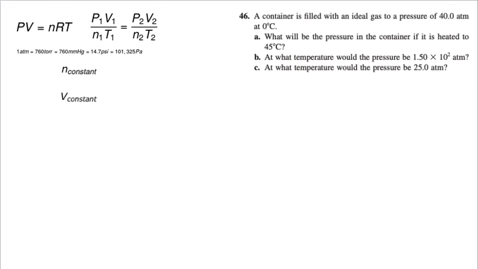Finally, 46. A container is filled with an ideal gas to a pressure of 40 atm, so that's our pressure, and at 0 degrees Celsius, that's our temperature. What will the pressure of the container be if it is heated to 45 degrees Celsius? So what's constant here? Again, a container is filled, and so we're assuming that moles are constant because that's a sealed container, and that container is fixed, right?